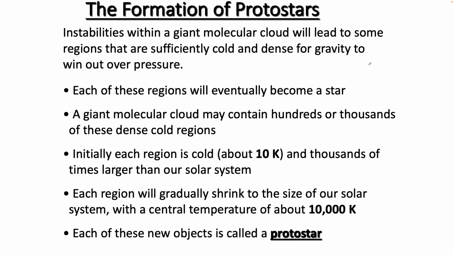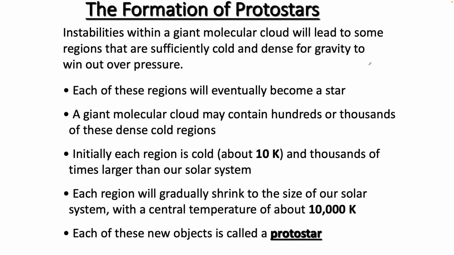Now what will happen is when you have these instabilities within these giant molecular clouds, there will be some regions that are sufficiently cold and dense for gravity to win out over pressure. So you have this battle between gravity and pressure, but there may be some regions that are cold enough for gravity to win this battle over the pressure, right? So when that happens, each of these regions will become eventually a star, right? So that's how you have protostars.